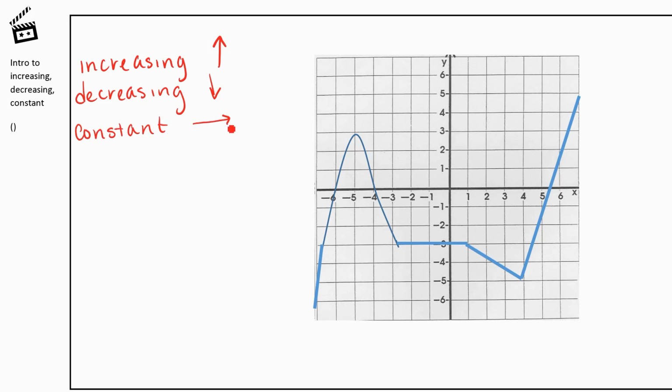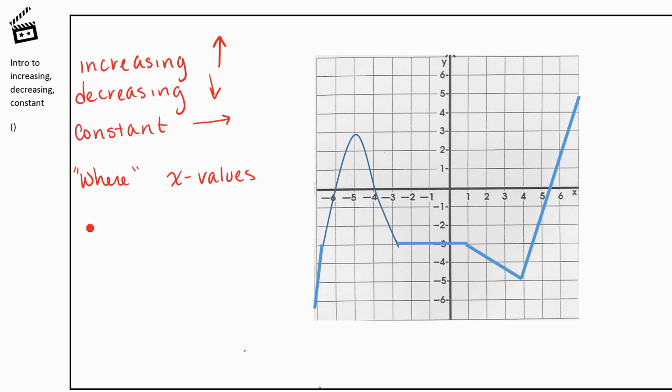Now you'll notice I'm not saying what values it's going up and down to, but where. And whenever you hear the word where, we're actually talking about x values. We don't care about what y values it's going up or down to. We want to know if we travel along the x-axis, for what x values is the graph heading up, where is it heading down, and where is it staying the same.